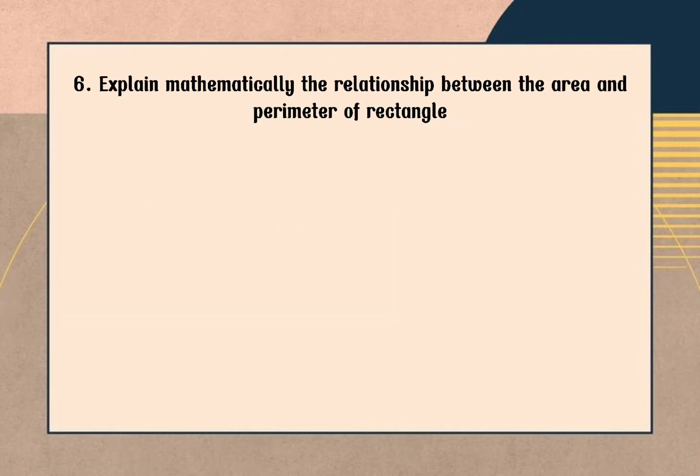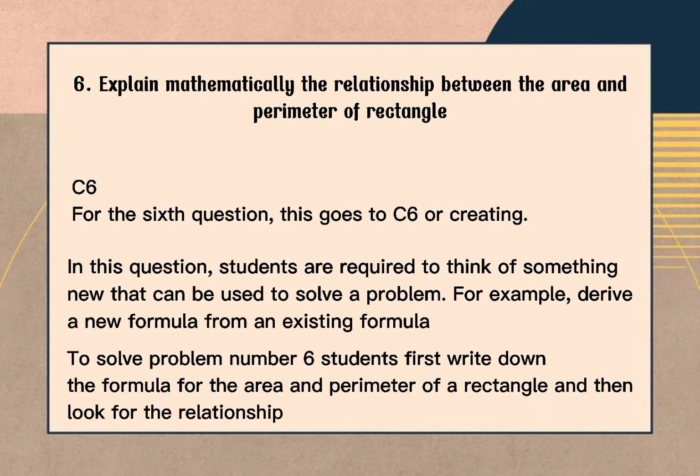Question number 6. Explain mathematically the relationship between the area and perimeter of a rectangle. For the sixth question, this goes to C6, or creating. In this question, students are required to think of something new that can be used to solve a problem, for example, deriving a new formula from an existing formula. To solve problem number 6, students first write down the formulas of the area and perimeter of a rectangle and then look for the relationship.